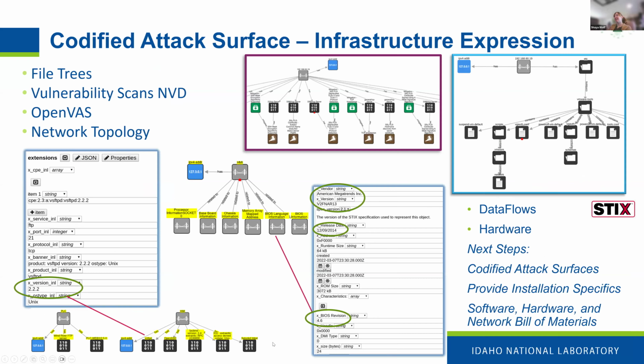So as far as codified attack surface, this is sort of what leads into our protection profiles, but we use a tool called infrastructure expression. It's a project that Rita ran before Zero Trust existed, and they're able to look at file trees, vulnerability scans, network topologies, and it's all codified into STIX, which is one of those global standards that we were talking about.